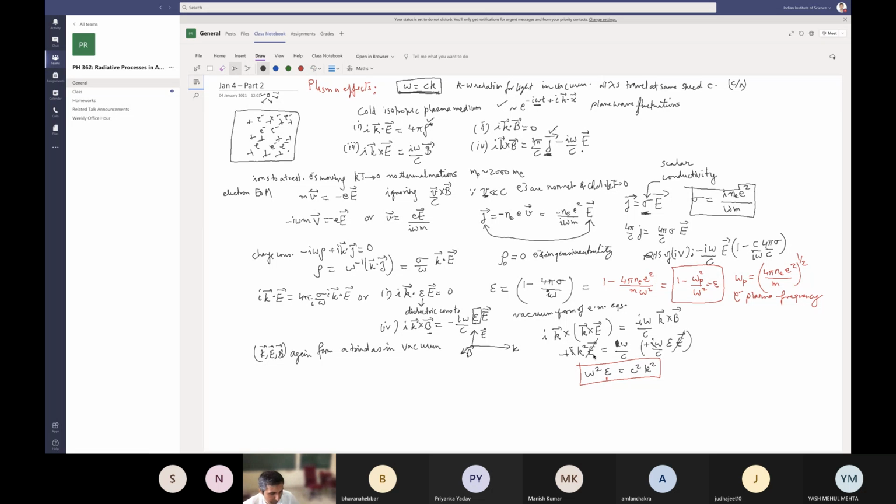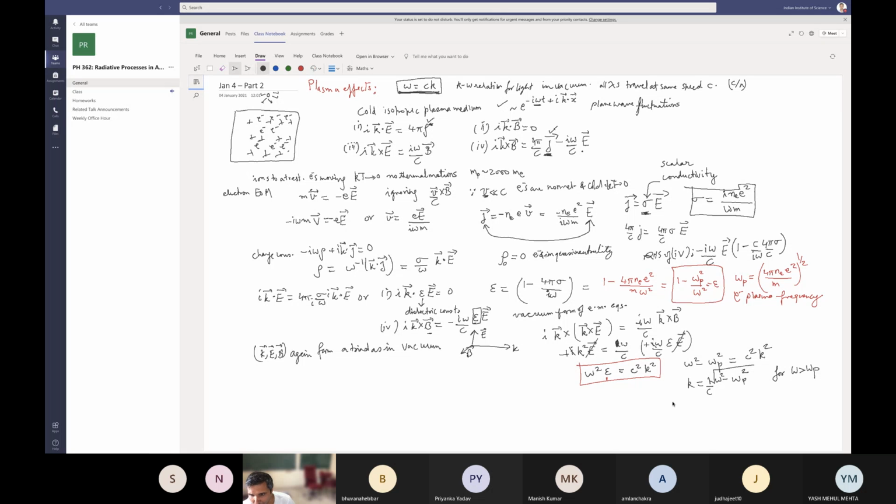Okay, so what about the relationship between omega and K? If we substitute for epsilon, we get omega squared minus omega p squared is equal to c squared K squared, or K is equal to the square root of omega squared minus omega p squared, times 1 by c, for omega greater than omega p.